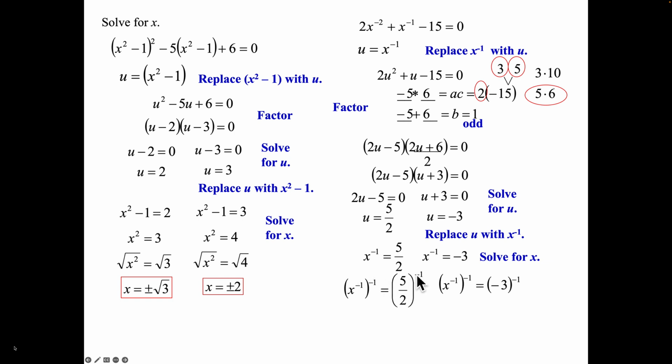5 halves to a negative exponent, we flip this, 2/5. Negative 3 to the negative 1, flip this, 1 over negative 3. And then there's your two answers. So anytime you have x to the negative 1, you're going to go to x. You just take the reciprocal of what your x to the negative 1 is.